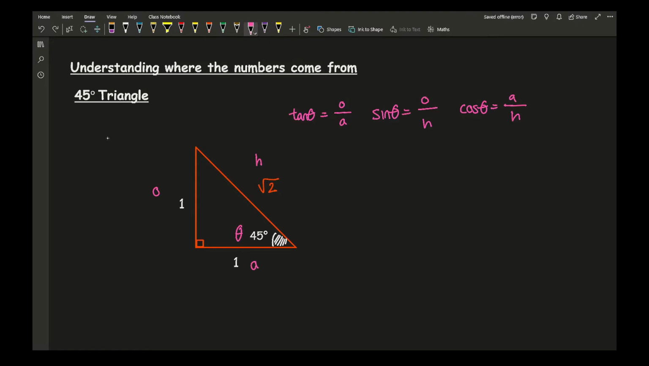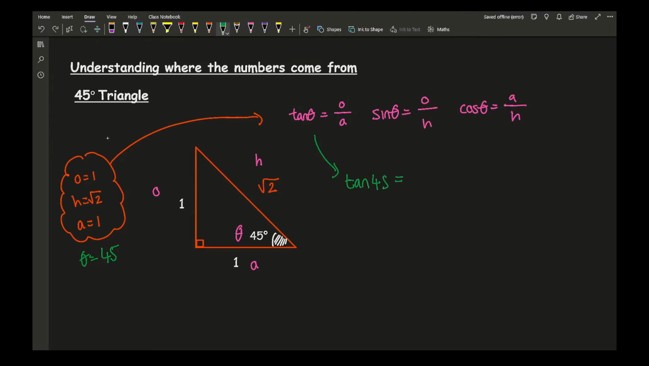So now I'm going to use these values. I know that O equals 1, H equals root 2, and A equals 1. I'm going to substitute these numbers into these formulas, and I also know that theta equals 45. So using this trig ratio, tan 45 equals opposite over adjacent, which is 1 divided by 1, which is 1. I don't know why I've put an L, so let's just change that to a 1.